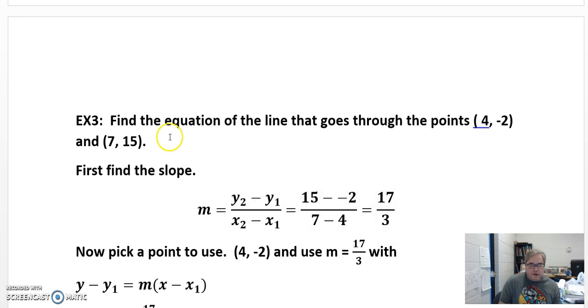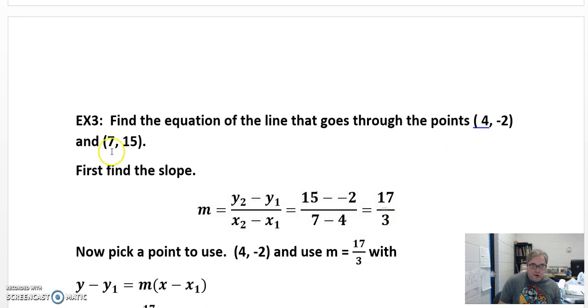All right, example 3. Find the equation of a line that goes through the points 4, negative 2, and 7, 15. Well, I didn't give you a slope, but I gave you the 2 points, so you can utilize this formula to find your slope. And when you do, watching your signs, you'll get the slope of 17/3. So this is nasty. This is like a worst case scenario.